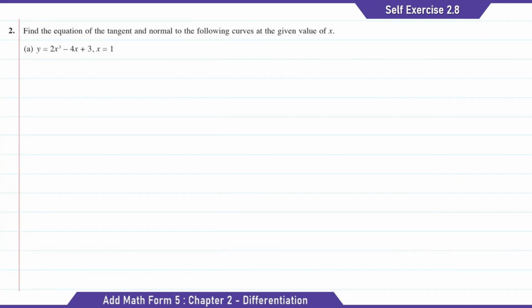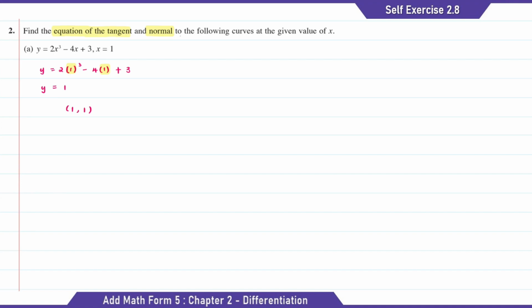Question number 2. Find the equations of the tangent and normal to the following curve at the given value of x. So to find the equations of tangent and normal, we will need its gradients and the coordinates of one point on the tangent and normal. For question A, x equal to 1 will be the x coordinate of that point. To find the coordinate of y, substitute x equal to 1 into the equation. Then y is equal to 1. Then the coordinate will be 1, 1.